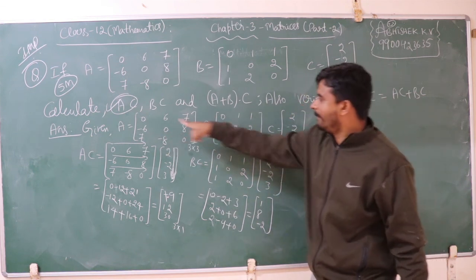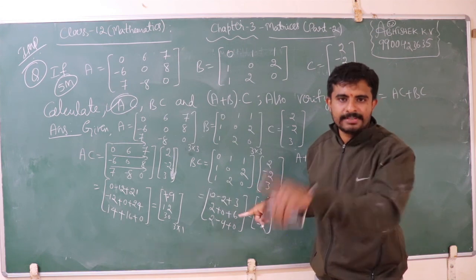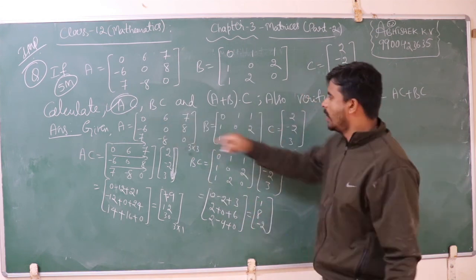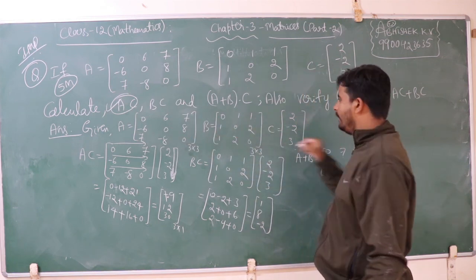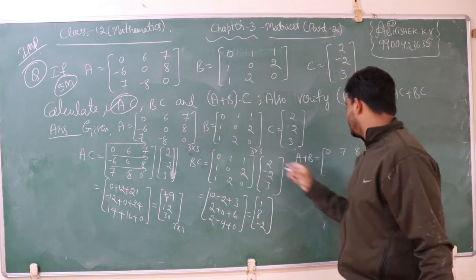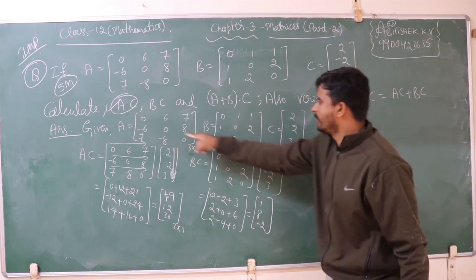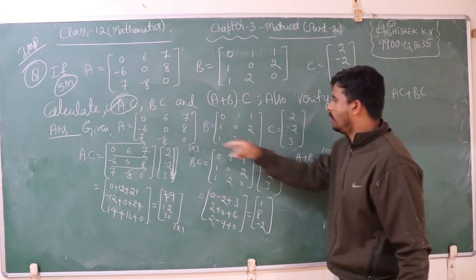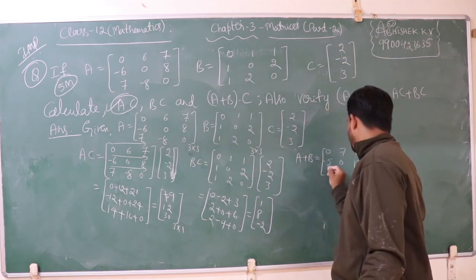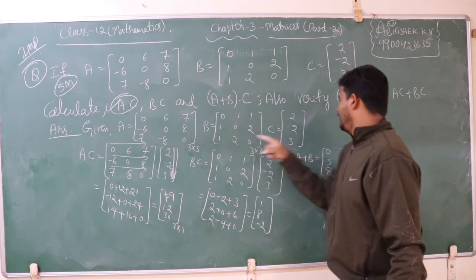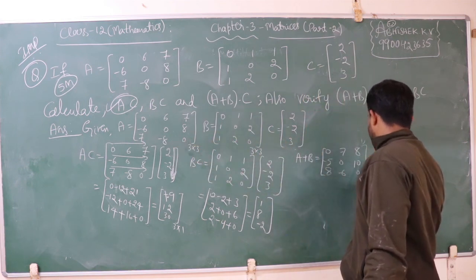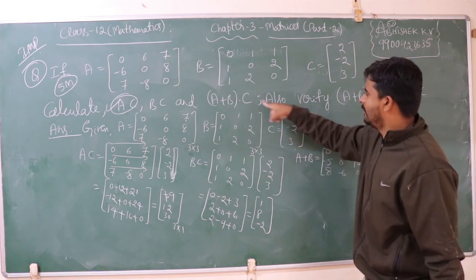A plus B. We need to add the corresponding elements from both matrices. 0 plus 0, 0. 6 plus 1, 7. 7 plus 1, 8. Minus 6 plus 1, minus 5. 0 plus 0, 0. 8 plus 2, 10. 7 plus 1, 8, minus 8 plus 2, minus 6, 0 plus 0, 0. This is A plus B.